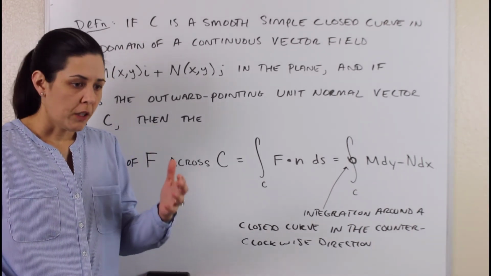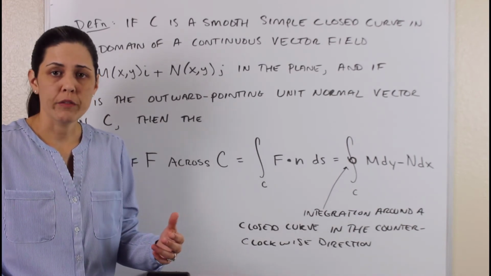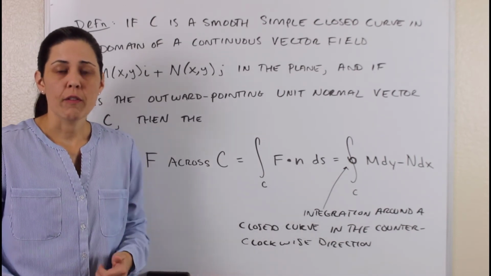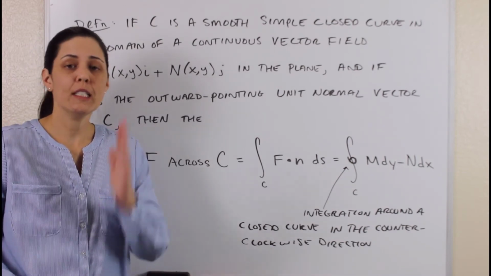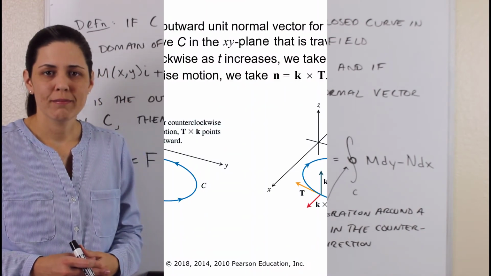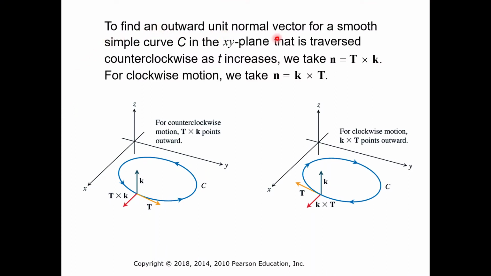You're going to end up taking the cross product of your unit tangent vector with the k direction vector, your vector along the z-axis, or in the z direction, excuse me, your unit vector in that direction. So let me show you what that looks like. So to find an outward unit normal vector, which we're calling n, for a smooth curve C in the xy plane that's traversed counterclockwise, and that's when t increases, we're going to take n to be the cross product of T with k. So remember, k is our principal unit normal vector in the z direction.